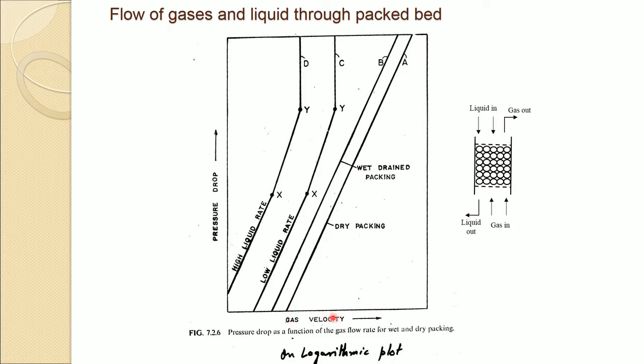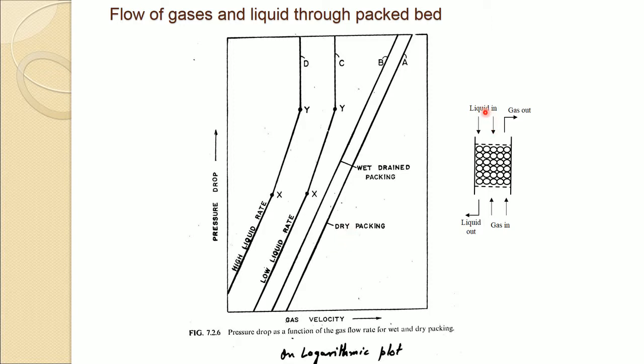As the gas velocity increases, your pressure drop increases, more and more resistance is felt by the gas. This is the normal situation which we have already discussed, and for this type of flow, using the Ergun equation we can calculate the pressure drop, which you are already familiar with.